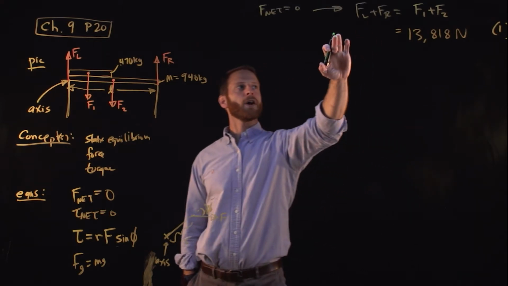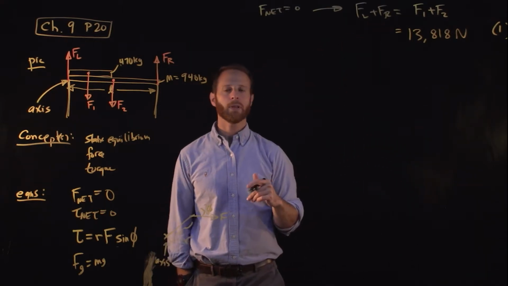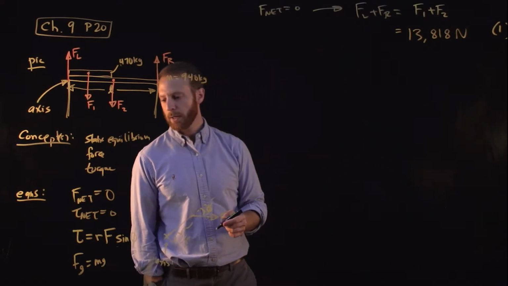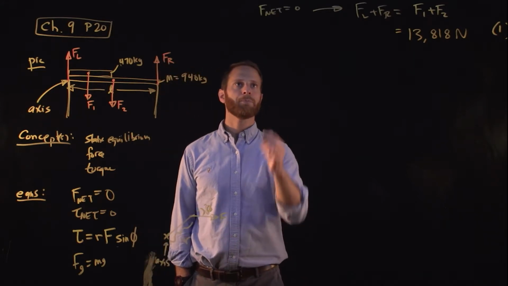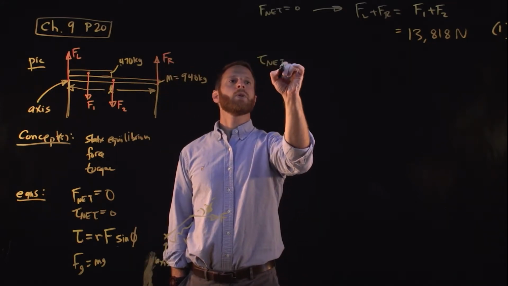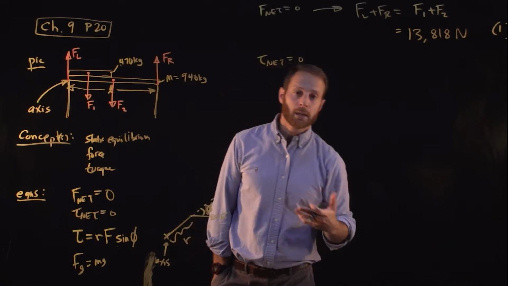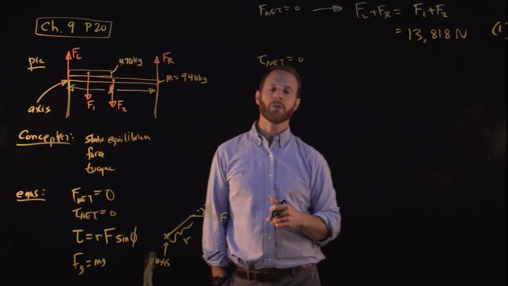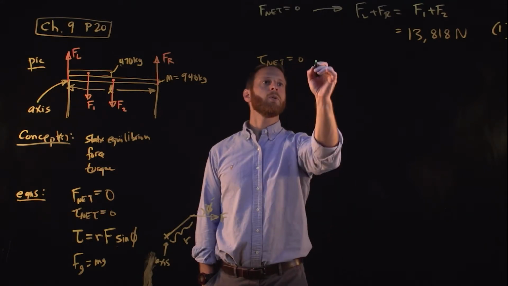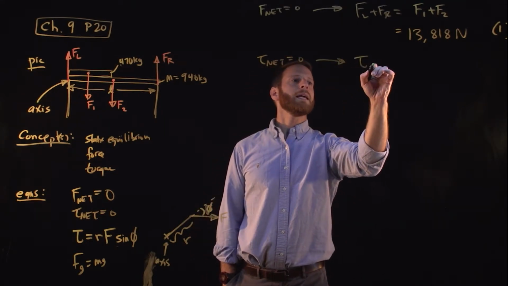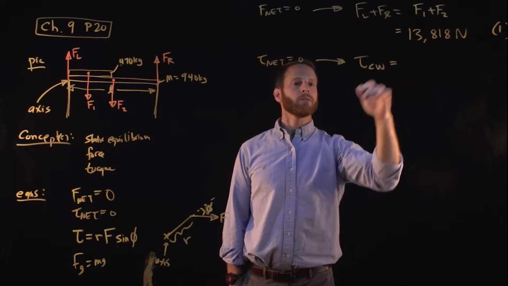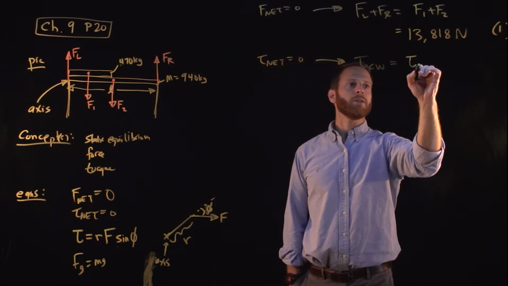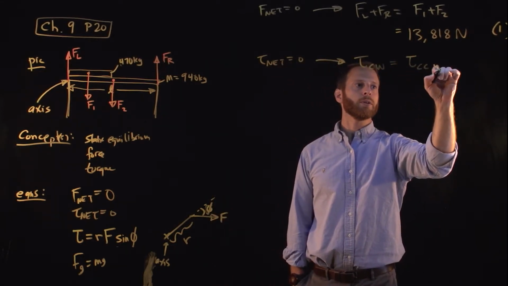It's not enough to figure out FL or FR separately. We have to use the net torque being equal to 0. That means, if you like, the clockwise torque minus the counterclockwise torque, or vice versa if we used a different convention, would add up to 0. Whatever the clockwise torque is in total, it has to be equal in magnitude to the counterclockwise torque in total.